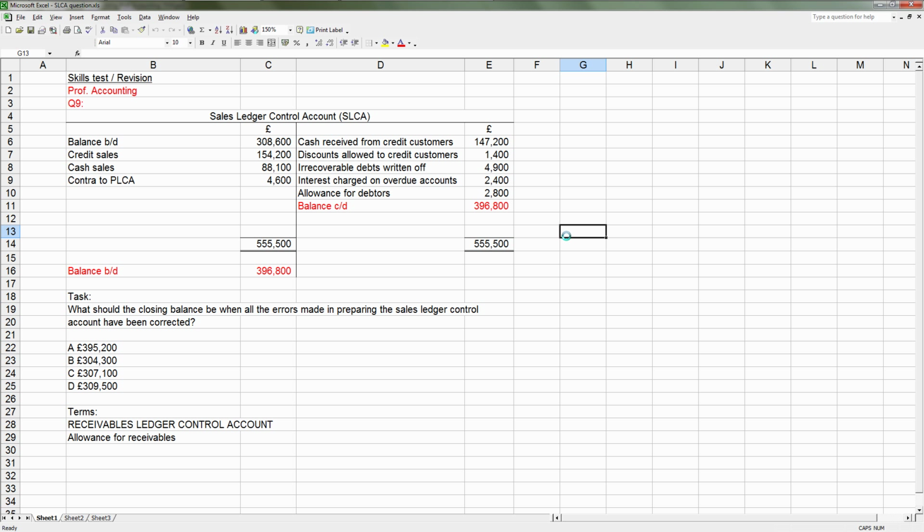So we have, just for reference, the balance b/d 308,600. That's obviously correct. It's not going to be different. That's what they started this period with, the debtors value. That's the amount of debtors that owed the business. And then in this particular question, the error is that it's now saying 396,800. But you need to get the right value. I've given you A, B, C, D, of which one is the answer, just to give you some bearing on whether you've got it right or wrong.